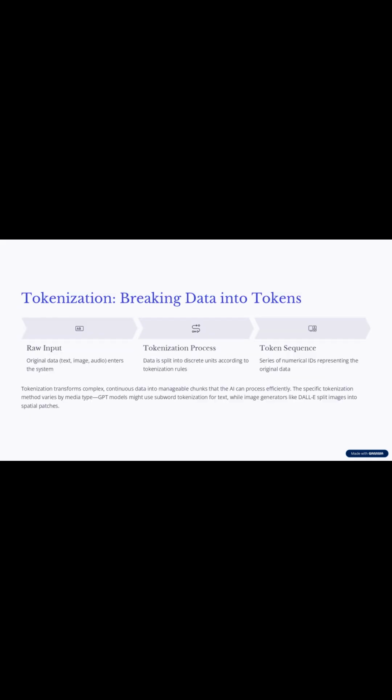Tokenization, breaking data into tokens. Raw input: original data, text, image, or audio, enters the system. Tokenization process: data is split into discrete units according to tokenization rules. Token sequence: a series of numerical IDs representing the original data. Tokenization transforms complex, continuous data into manageable chunks that the AI can process efficiently. The specific tokenization method varies by media type. GPT models might use subword tokenization for text, while image generators like DALL-E split images into spatial patches.